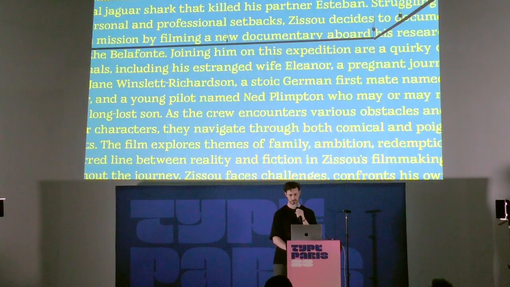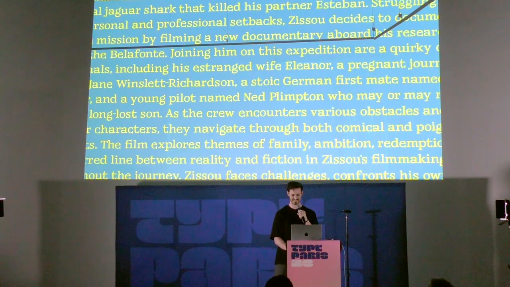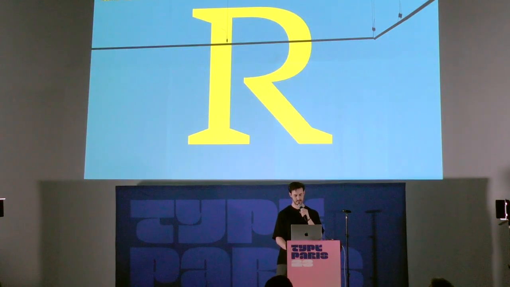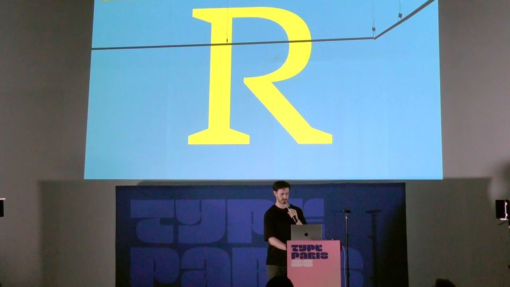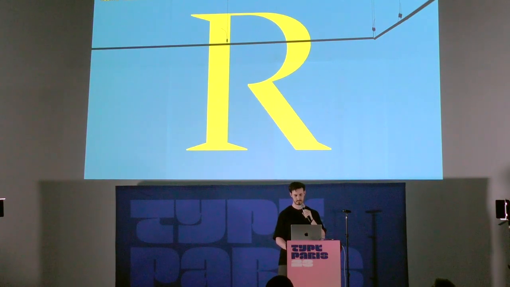Here it is in smaller text. It's just a little bit of what the movie's about, and it's probably the smallest it would be seen. And then I started experimenting with different interpolations. Here's the regular, the display, the contrast increases, but the stem thickness stays about the same.